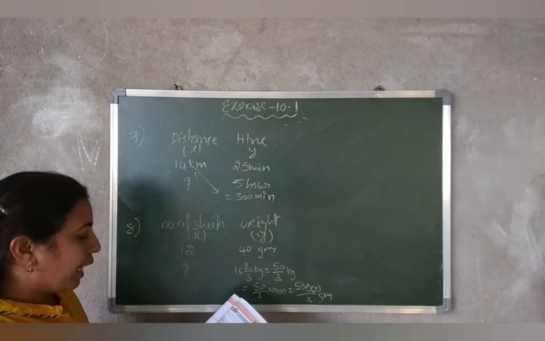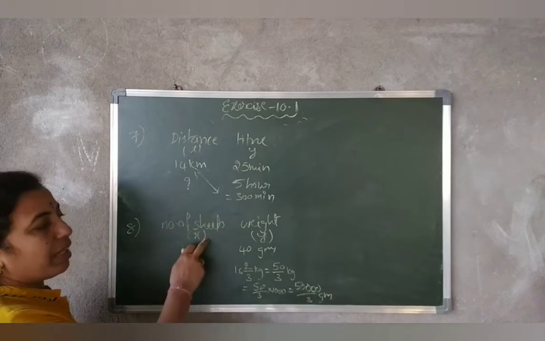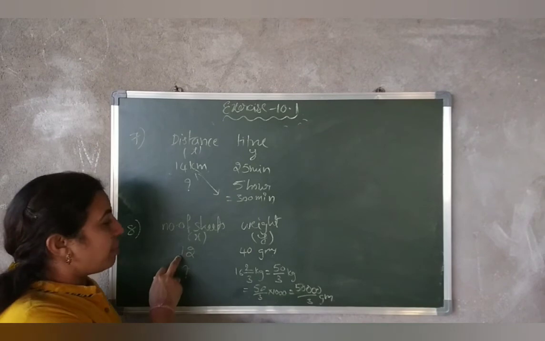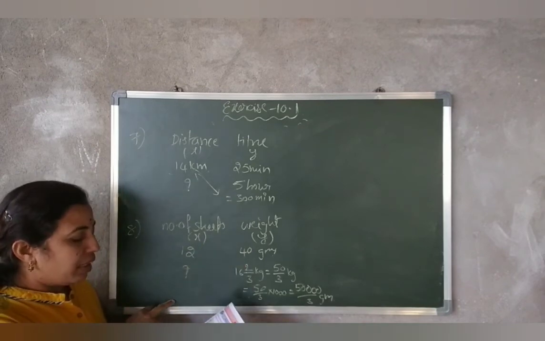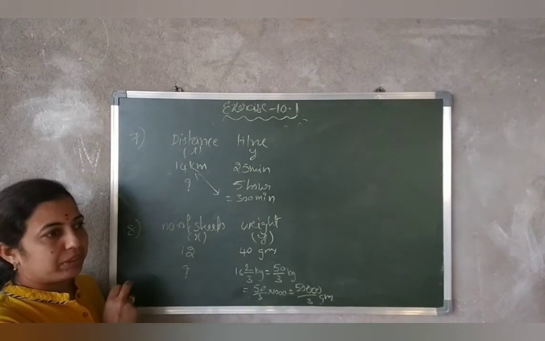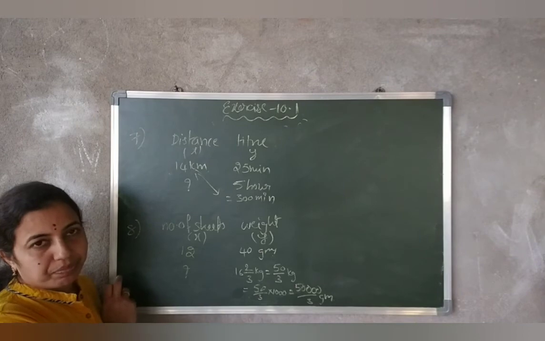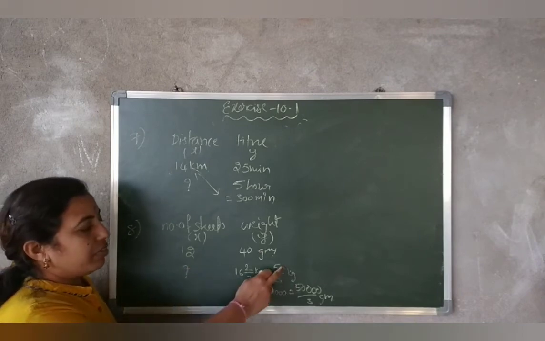Next, 8th problem. If the weight of 12 sheets of thick paper is 40 grams, number of sheets and weight, obviously they are in direct proportion. 12 sheets weigh 40 grams. How many sheets will weigh 16 2 by 3 kg? This is a mixed fraction. Convert that into improper: 50 by 3 kg.